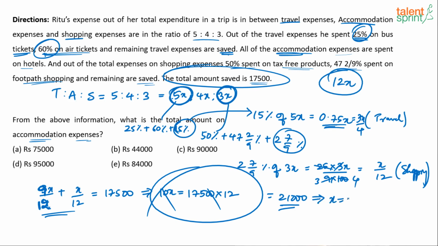Nothing is wrong. 21,000. Now what do we want? He says, what is the total amount on accommodation expenses? Total amount of accommodation expenses. How much is that? 4x. So if x is 21,000, what should be 4x? 84,000. So accommodation should be 84,000. Option E is the answer. Right? Option E is the answer.